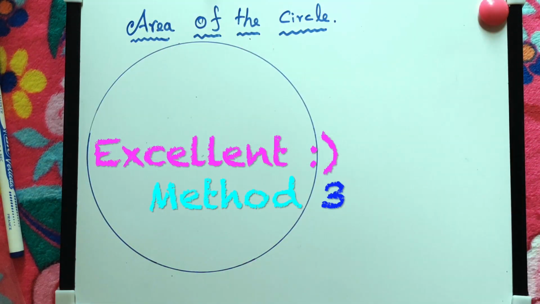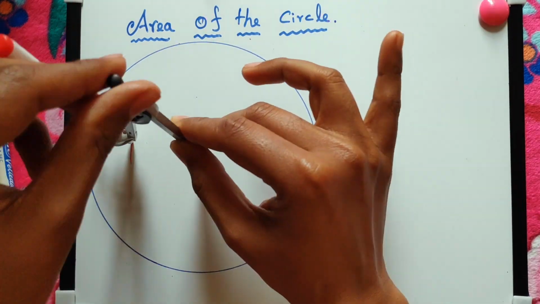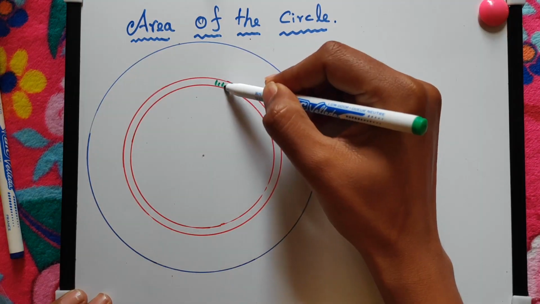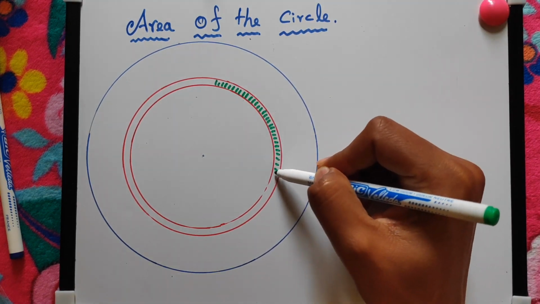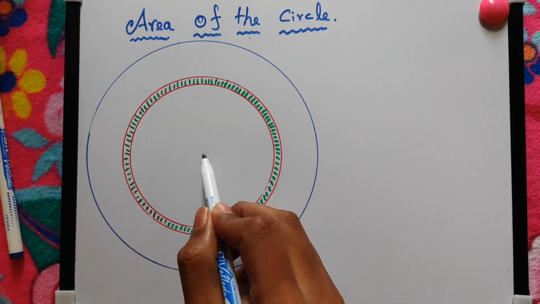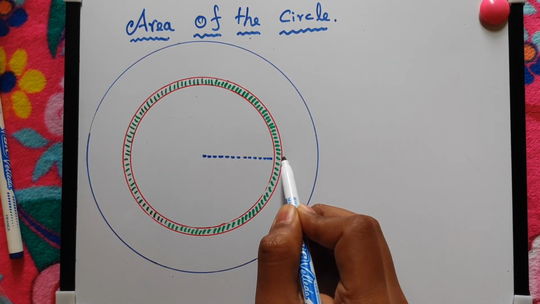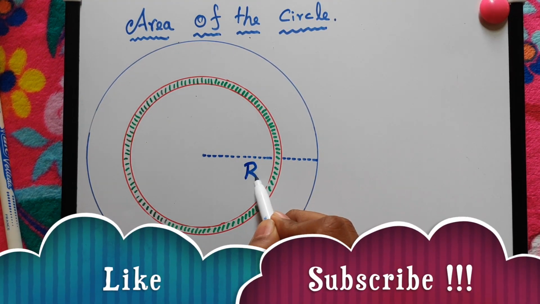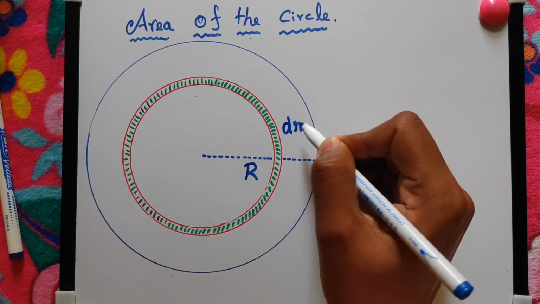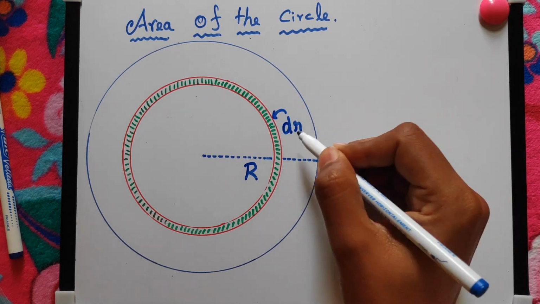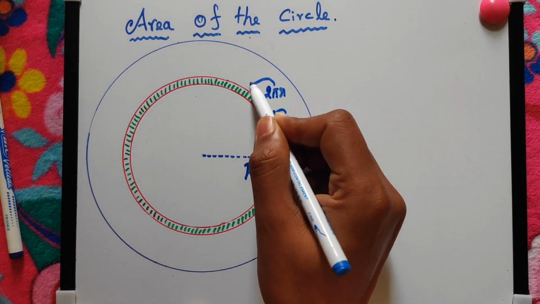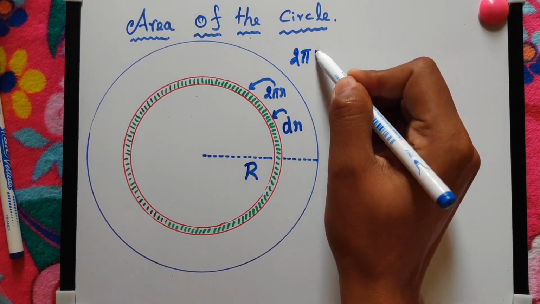Now we are going to prove the same formula by using integration. Let's draw a circle with a small ring, which we covered with the green color. The radius of the big circle is capital R, and the width of the ring is dr. Circumference of the small circle, that is the ring, is 2 pi small r, and of the big circle 2 pi capital R.